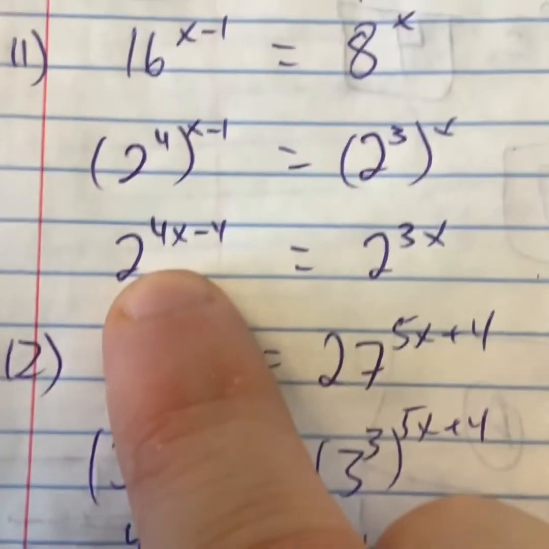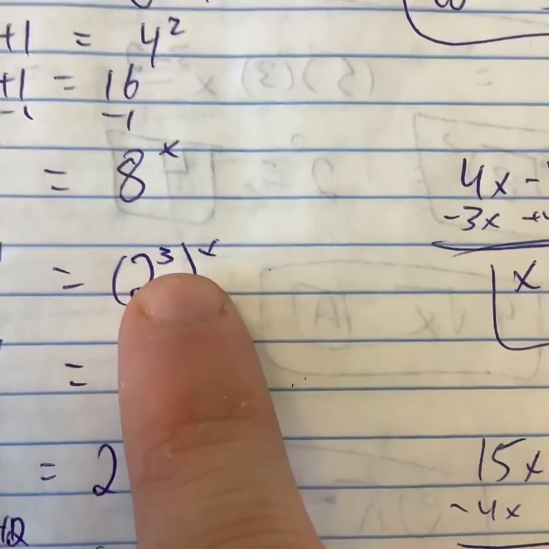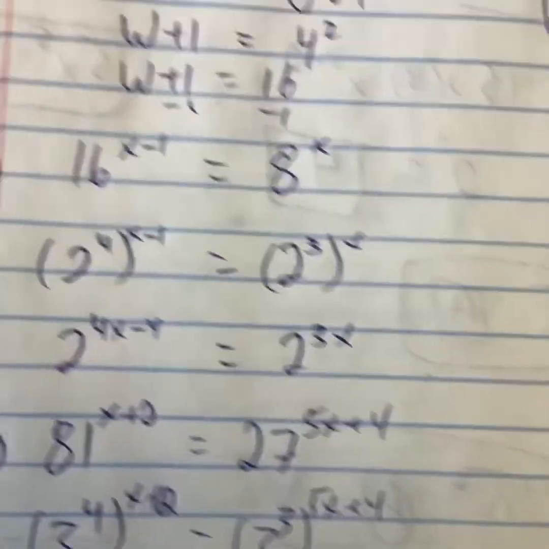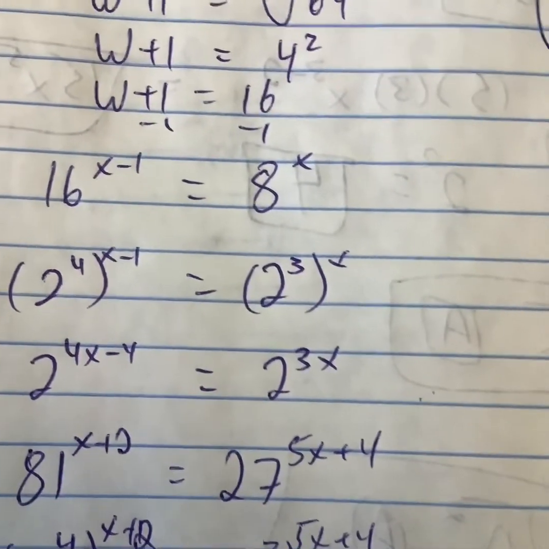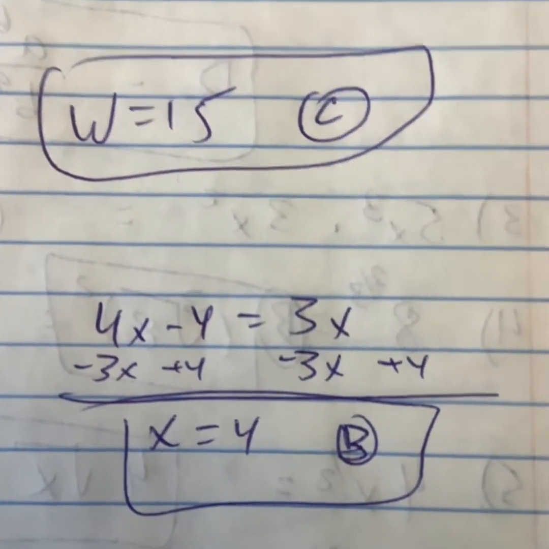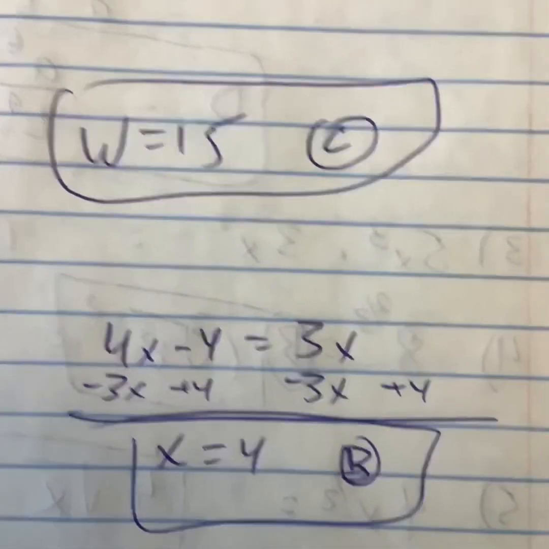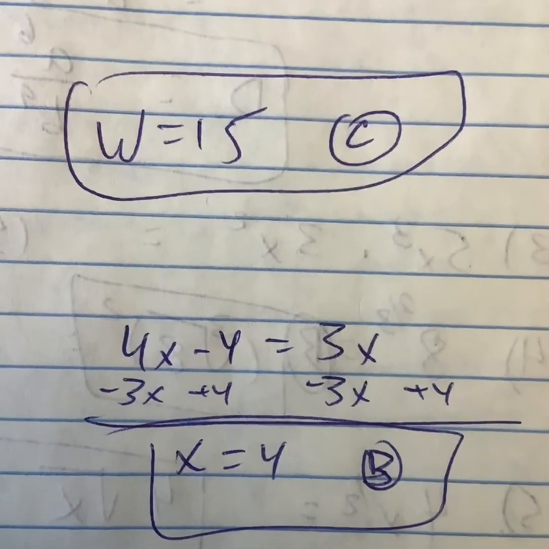So it's 2 to the power of 4x minus 4 is equal to, power to a power you multiply, 2 to the 3x. So we have 2 to the 4x minus 4 equals 2 to the 3x. Common bases, drop the base, set the exponents equal to each other. 4x minus 4 equals 3x. Pre-algebra problem, solve for x, and we get x is equal to 4, which is B.